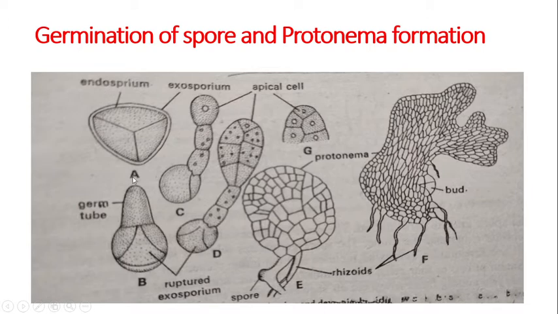This is the triradiate mark. At the time of germination, the exosporium gets ruptured, and the endosporium, which is the inner wall, comes out by the rupturing of the outer wall. So the germ tube comes out in the form of a protuberance, and then it increases in size and divides, and it gives rise to a multicellular filamentous structure, which later forms an apical cell. You can see here, with two cutting faces, this apical cell is present over here, and it gives rise to a lobed structure which you call the protonema.